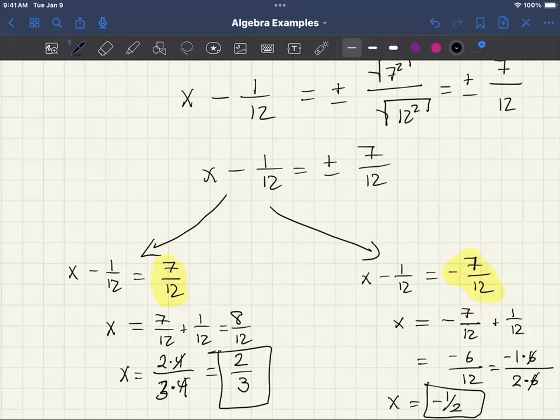When you complete a square for a quadratic function, you will always have two solutions.